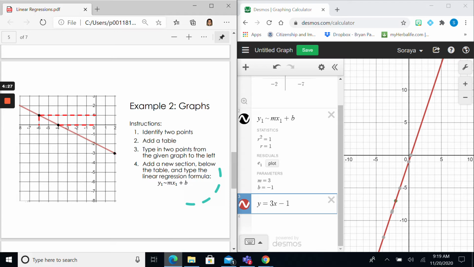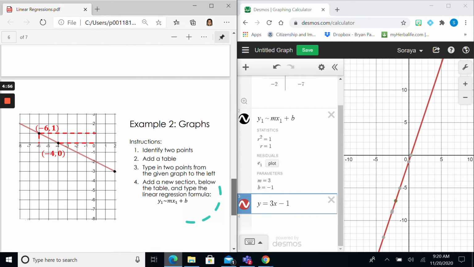Now looking at this point right here, it's touching -4 on the x-axis. Notice that it is right on the x-axis, so we don't have to follow that one to the x-axis because it's already touching the x-axis. So we know that our x-coordinate is -4. And then on the y, notice that we are following it to the y and we touch the number 0. So our coordinate for this one would be -4, 0. And this is the way your coordinates will look right here: -6, 1, and -4, 0.